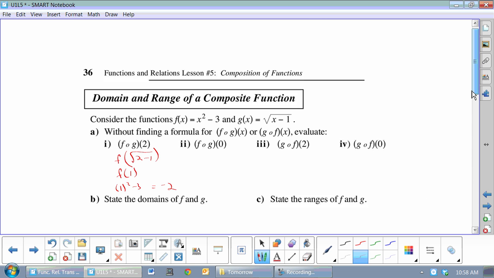Okay, f of g of 0. So g of 0, we're going to put that into here first, right? So that's f of square root of 0 minus 1. Can't do square root. So f of g of 0 does not exist.